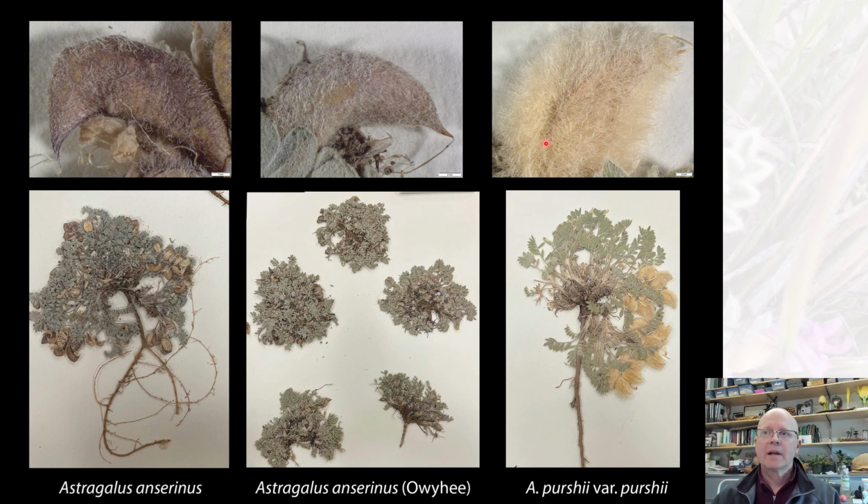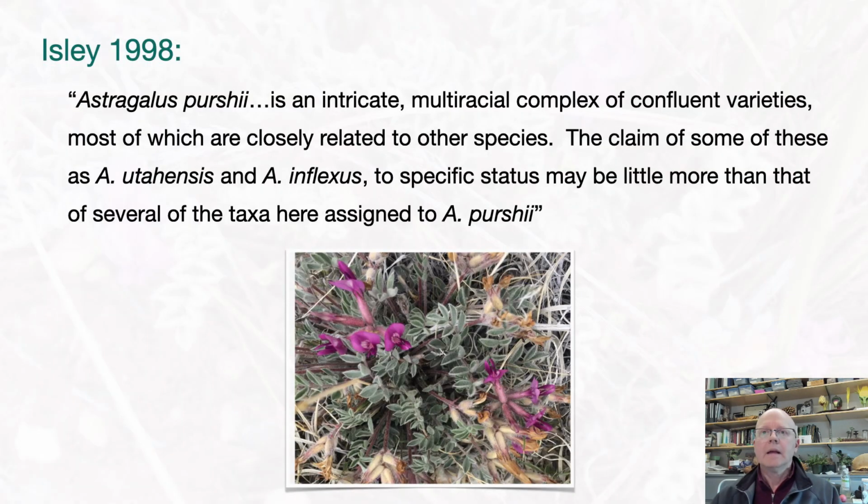And Astragalus pershii itself is coming out in multiple places in our phylogenetic tree. So this is perhaps not too surprising if we look at this quote from Isely. Astragalus pershii is an intricate, multiracial complex of confluent varieties, most of which are closely related to other species. The claim of some of these, as A. utahensis and A. inflexus, to specific status may be little more than that of several of the taxa here assigned to Astragalus pershii.